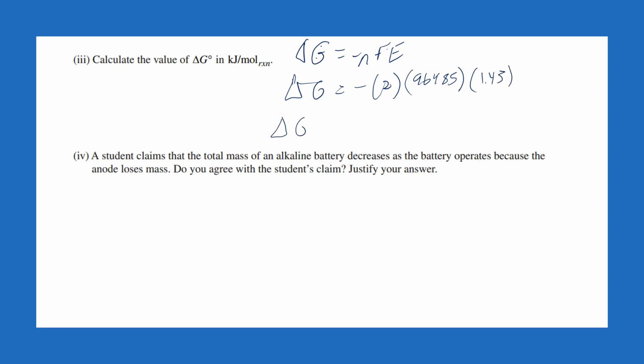So when you multiply those together, you get negative 276,000 joules, because the equation there will give you joules. But the question's asking for it in kilojoules, so you just need to convert that, divide by 1,000, and you get your final answer: delta G equals negative 276 kilojoules per mole.